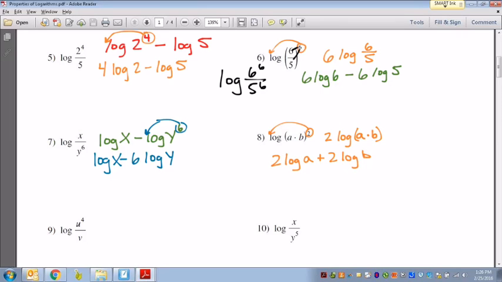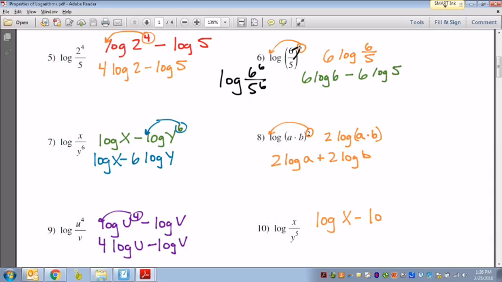For number 9, I have log u to the 4th minus log v, because I'm dividing, I subtract. And we move the 4 up in front, so it'd be 4 log u minus log v. All right, number 10, just like number 9, but now notice the exponents are down on the bottom. That's okay. So log x minus log y to the 5th. We move the 5th power to the front, so I'd have log x minus 5 log y.